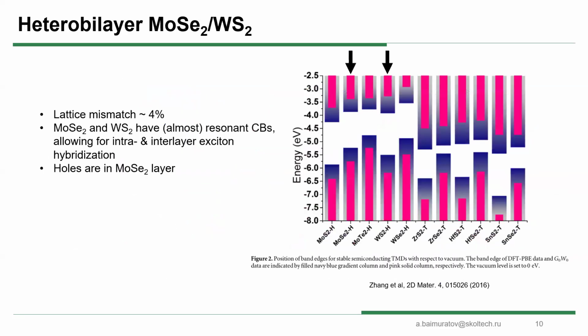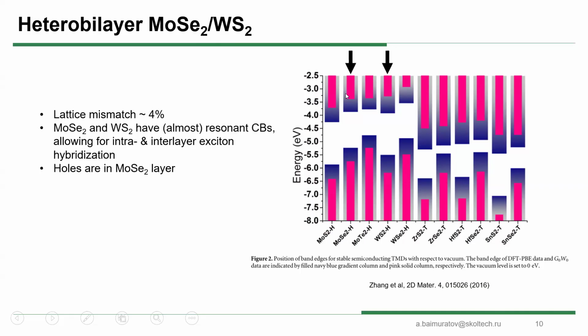Now I go to details. We have a heterostructure. The first layer is molybdenum diselenide. The second layer is tungsten disulfide. We have a largest mismatch of 4%. It's not so large. I believe maybe 10% is already large, but 4% is not too large.